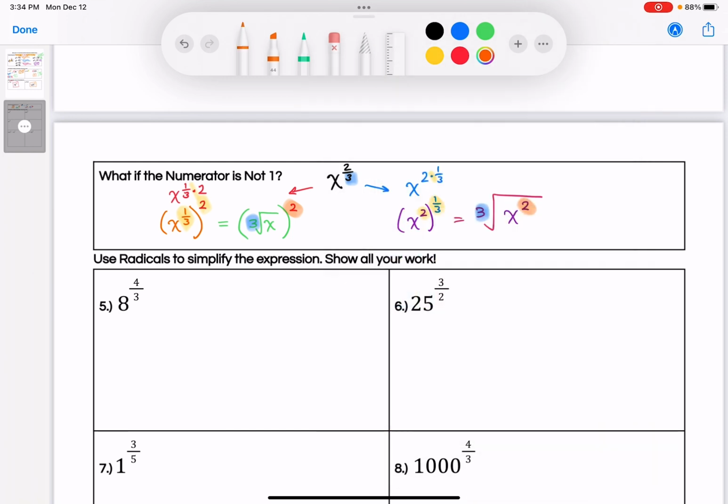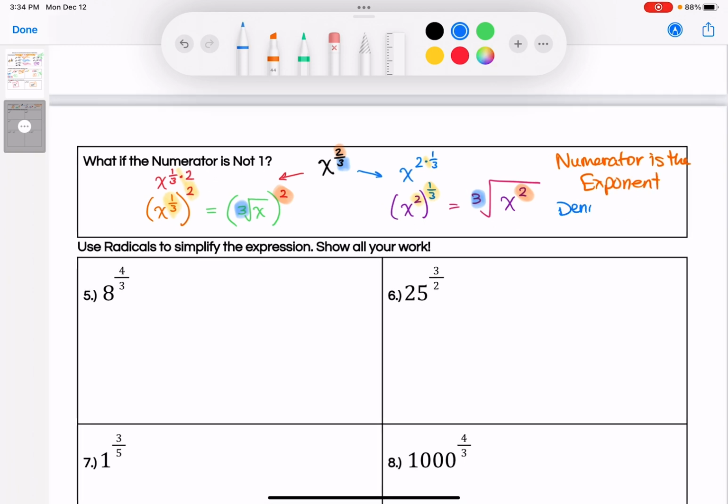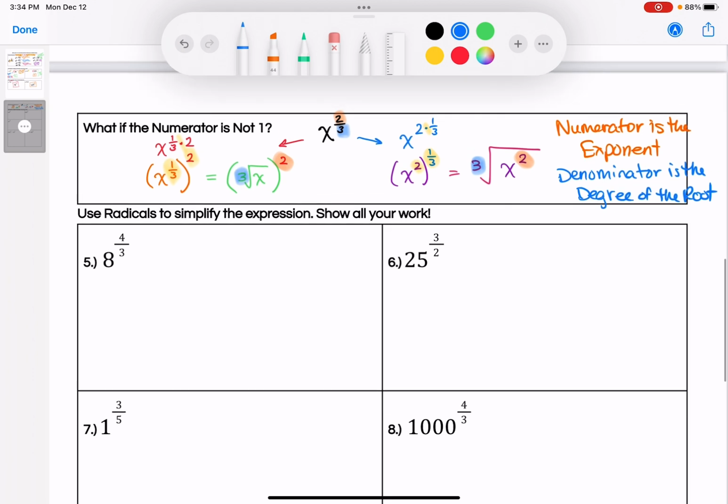So the numerator, if I have a numerator other than 1, is the exponent, and the denominator is the degree of the root. So the denominator is still the same, right? Same thing, but if I have a numerator other than 1, it becomes an exponent. So now let's see how that works here with our examples.